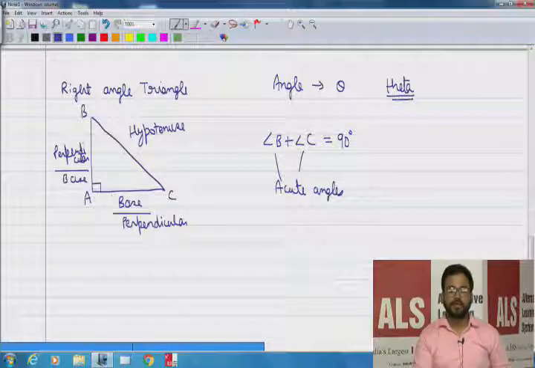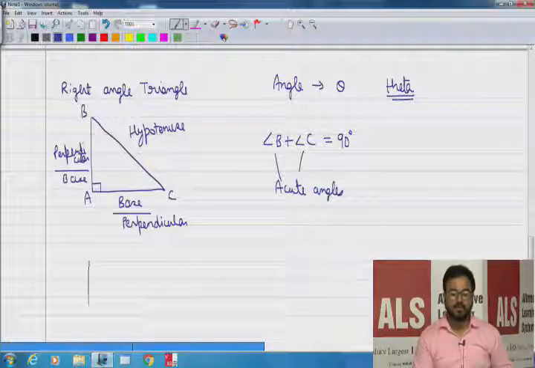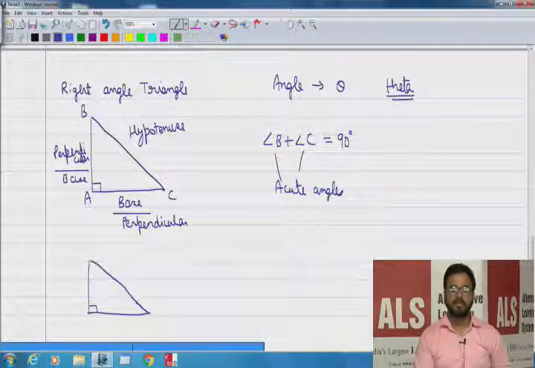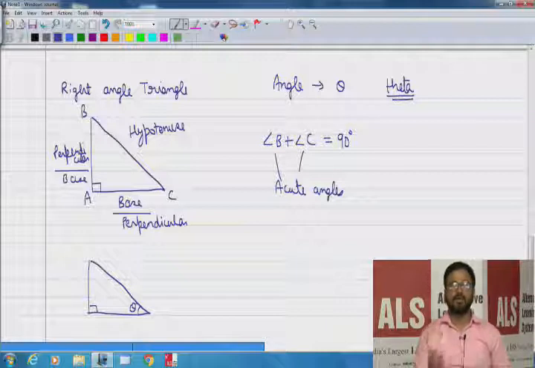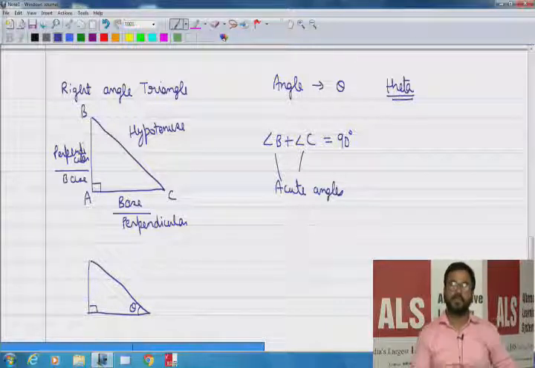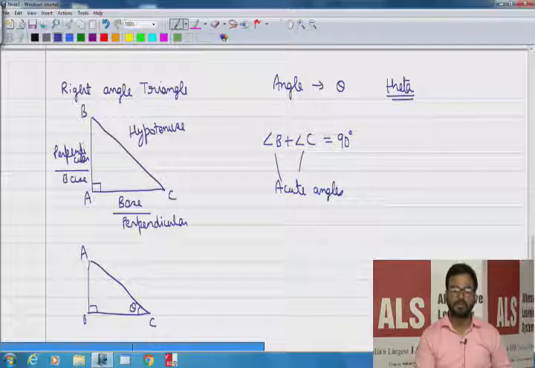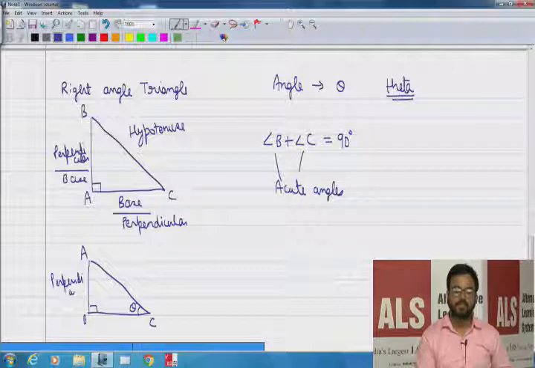Now in this one, which side is called base and which side is called perpendicular, that depends. Let's say this is my right angle triangle, 90 degree is this one. If I am considering this angle as my theta, then the side opposite to theta is known as perpendicular. So let's say if I name this triangle ABC, then you can see opposite to theta we have the side AB, and this AB is called perpendicular, and then BC is called the base.